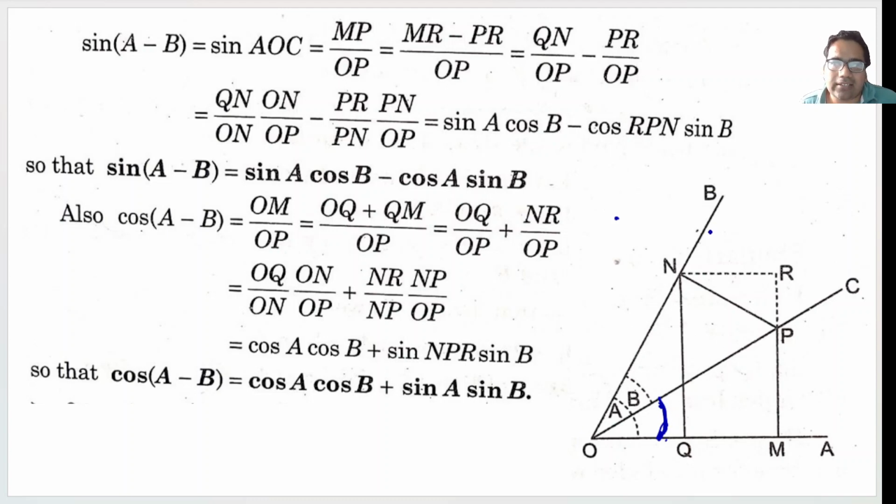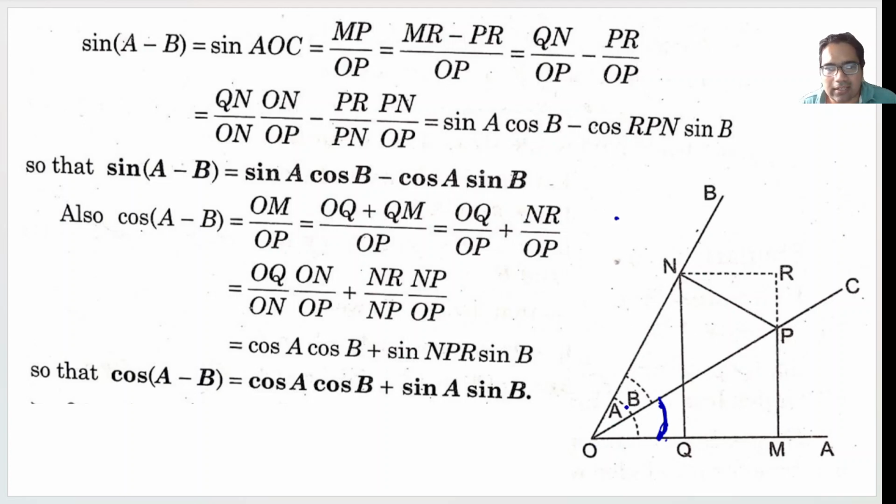Now there are three lines, OB, OC, OA. OB is making angle A, and OB and OC make angle B. And this is the angle, A minus B, that we are looking for. Let's take some random point P on the middle line, and draw two perpendiculars, PN and PM, on both the lines.